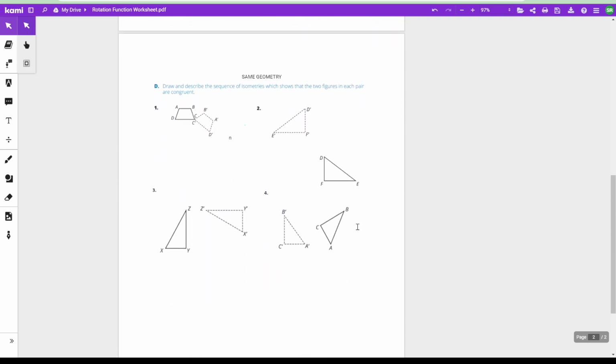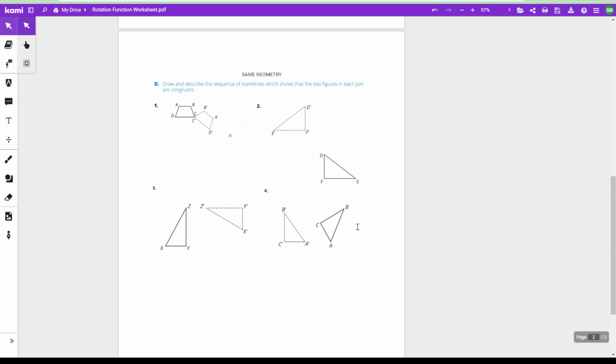All right, so going to part D. Part D says to draw and describe the sequence of isometries which show that the two figures in each pair are congruent. So the first thing we need to know is, what does isometry mean? And I already have it up here for you, right? Iso means same. And metry you can kind of think as meaning geometry, and so you could say that this means same geometry.